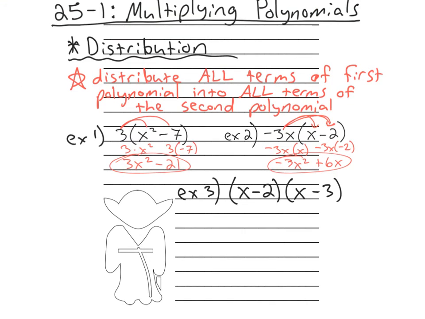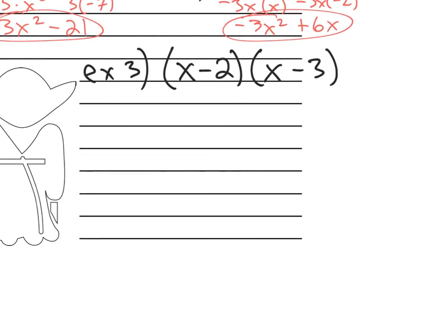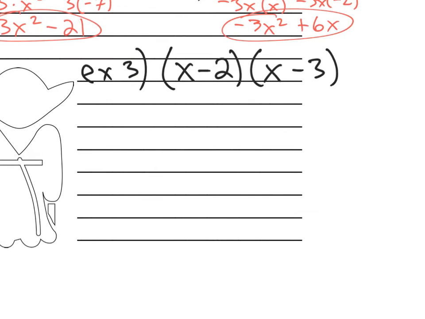All right, now we're multiplying a binomial times a binomial. x minus 2 times x minus 3. Same thing. Distribute all the terms in the first one into the second one. So let's do one at a time. The first term we have is x. That's going to multiply into both the terms in the other one. So x times x, x squared. And then again, we haven't finished distributing that. x times negative 3. What's that become? Negative 3x. Good.